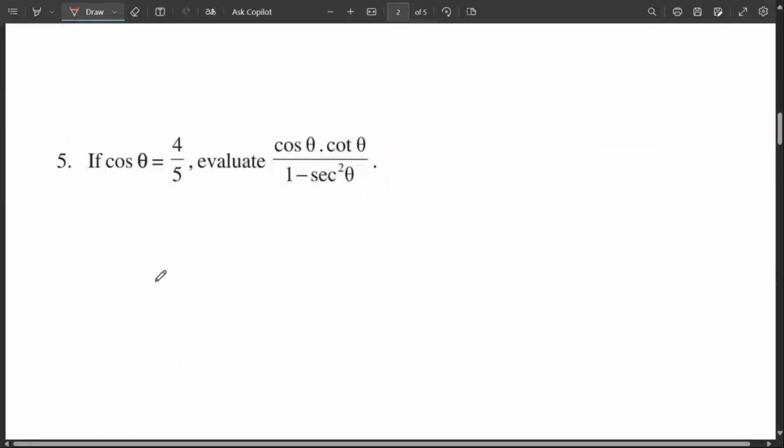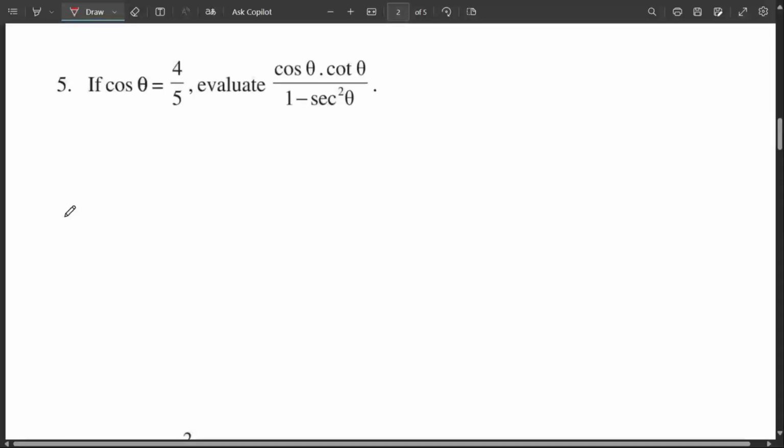So in the fifth question, it is given that cos theta is equal to 4 by 5 and we have to evaluate cos theta into cot theta whole divided by 1 minus secant square theta. So to solve this question, once again we will draw a right angled triangle ABC, and we will consider this angle to be theta. We know that cos is nothing but adjacent side divided by the hypotenuse. So this side length will be 4 and this side length will be 5.